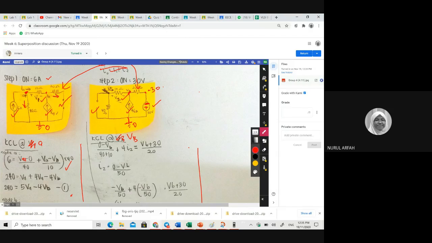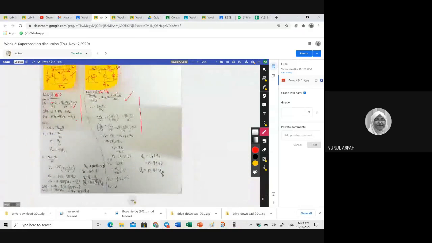Okay, and then 0 minus VB over 40 plus 10, yes, correct. And then plus 4I2, yes, correct. And then equal to what? Because this one, the current direction is in that part. And then VB minus 30. That's why you have the plus here. Then this is correct. Very good. Okay, I hope this is all correct.